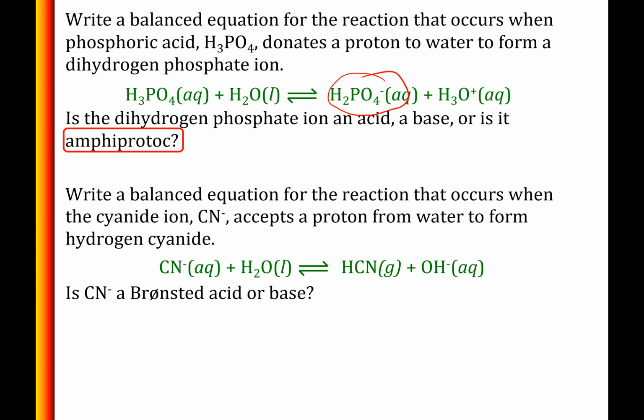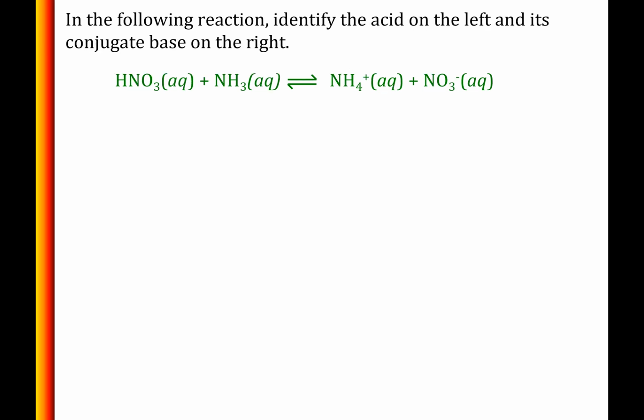Now it wants to know, is CN minus a Bronsted acid or a base? Okay, so I kind of just gave this one away. We know it's a base. Why? Because it's accepting a proton. So it's using that negative charge to go take a proton from water. So in that case, water is acting as an acid.